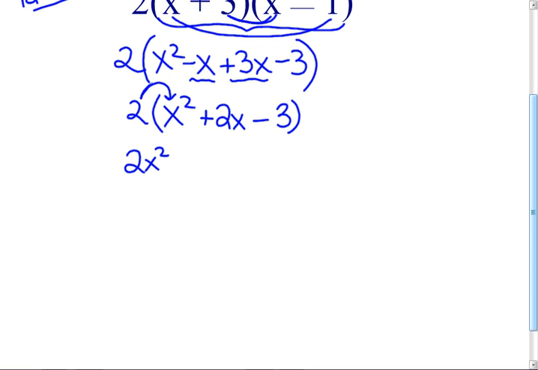Then, some of you forgot to do this. You distribute plus 4x. Think of these as mailboxes. Everybody gets multiplied by the outside 2, minus 6. Now, could you have taken the 2 with one of those parentheses first? Yes, but I don't want to do that. It's harder.